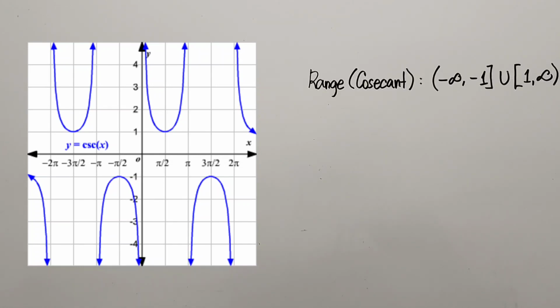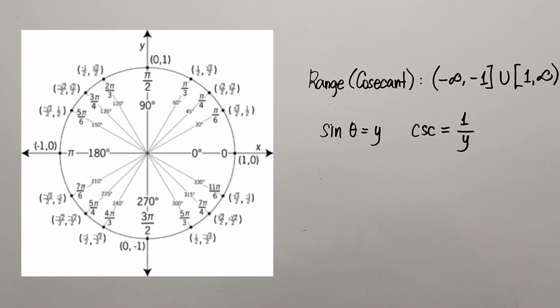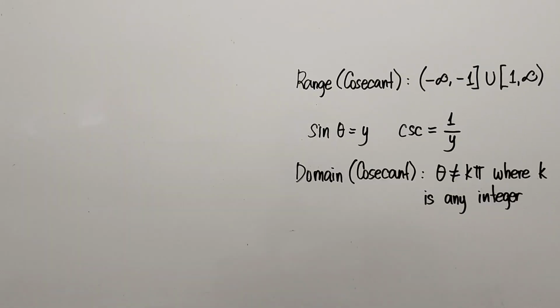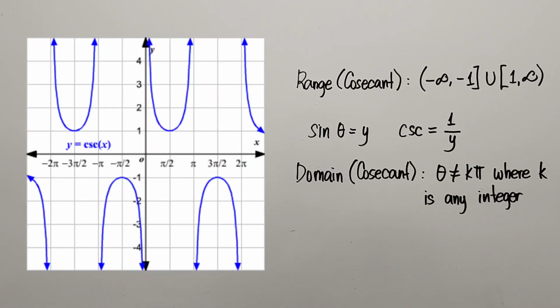For its domain, let us analyze its nature. If sin theta equals y, and since cosecant theta is the inverse of our sin theta, therefore, for the restriction, our y should not be equal to 0. Because of that restriction, cosecant is undefined in pi and 2 pi since their y-coordinate is 0, as what happened to the cotangent function. Therefore, the domain for the cosecant is this. The theta should not be equal to k pi, where k is any integer.